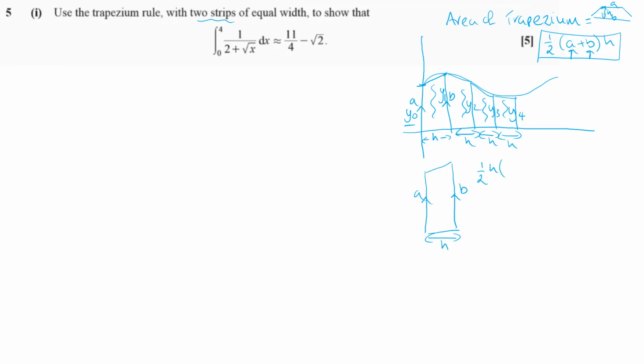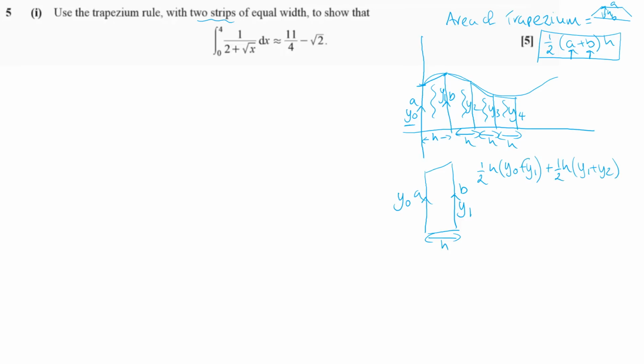So we've got 5 of them, 1 more to make the 4 strips. So if we just look at this one trapezium, this is going to be our y0 and our y1. So putting them into the formula, it's going to be half h, y0 plus y1. And then if we did our second one, it would be half h again, y1 plus y2.